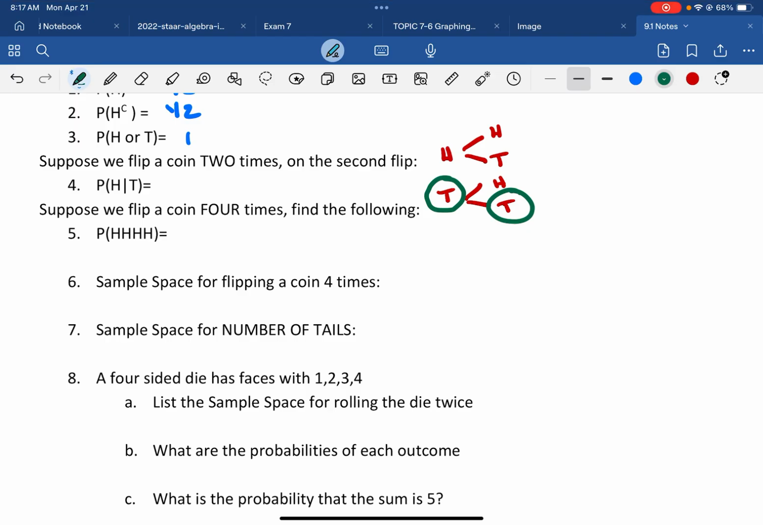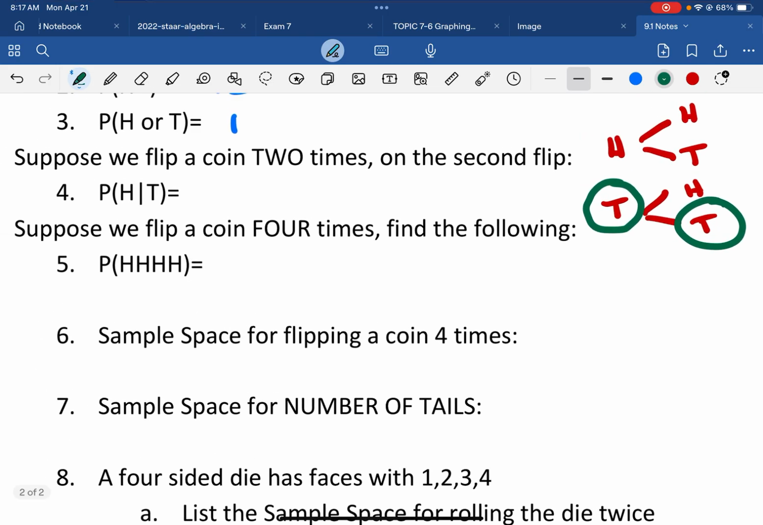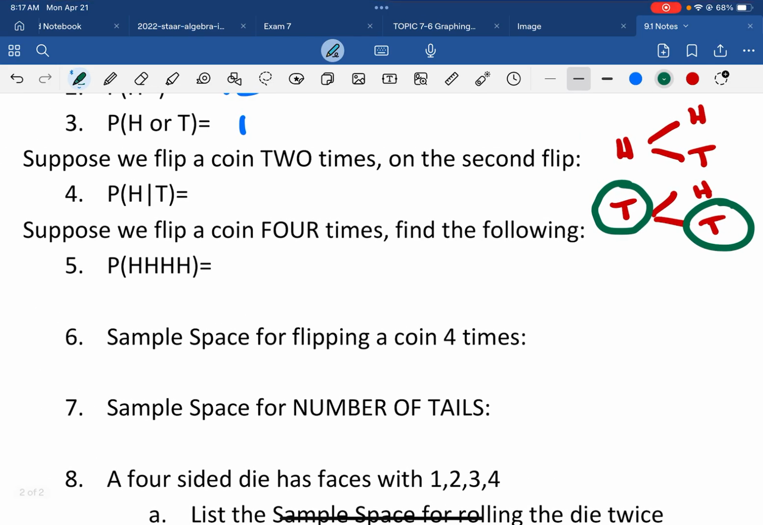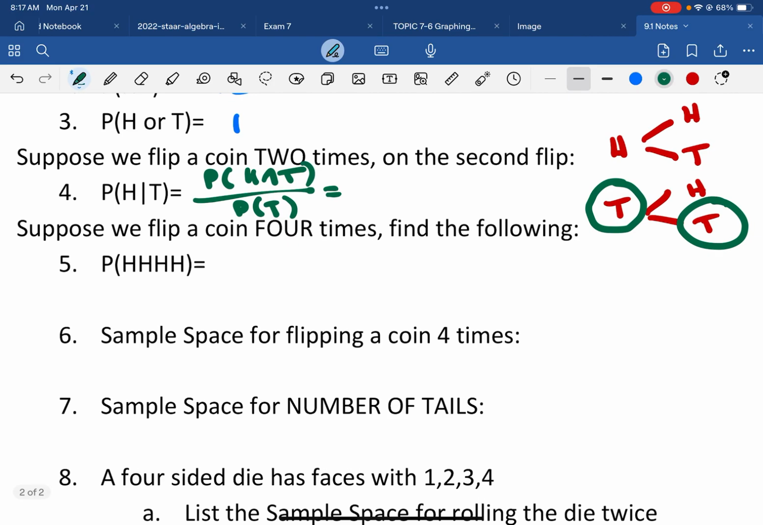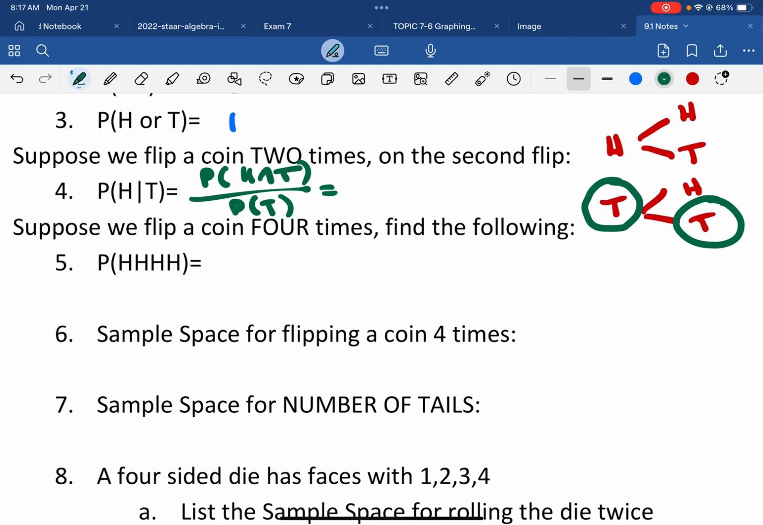Okay, let's use our formula. So I'm going to use conditional probability of heads and tails over the probability of tails. Okay, so heads and tails, well, that can't happen. So it's really hard to think of it using the formula here. So we really do need to use that tree diagram.